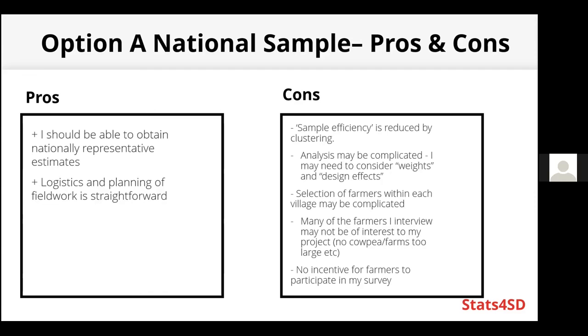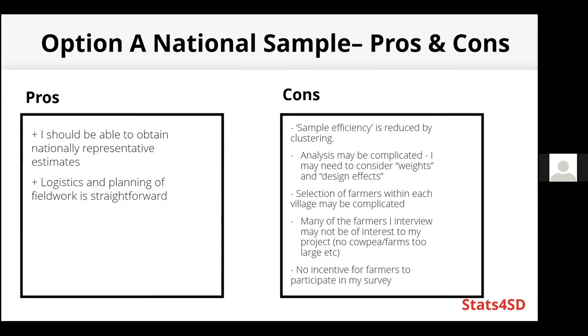But in terms of the cons, we might have a reduction in our sample efficiency here because of the clustered design, and I'll talk more about that later. It does maybe add some complications to the analysis because we might need to think about things called weights and design effects. Because we're doing 10 interviews in each of the different villages, but not all the villages have the same population. Some of them may be very, very large, some of them may be very, very small. So we might need to think about assigning different weights to different observations. And we might have to think about how we are going to select each of the farmers within each village.